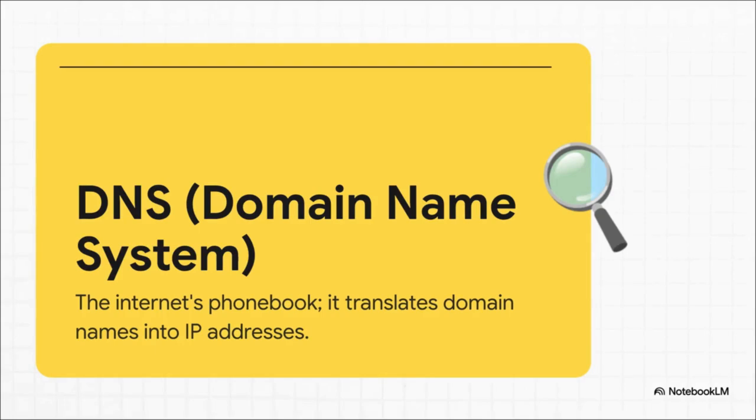Can you imagine having to memorize a long string of numbers for every single website you visit? Yeah, no thanks. Luckily, we have DNS, the Internet's phone book. It's the unsung hero that translates easy, human-friendly names like Google.com into the IP addresses that computers actually understand. Simple, brilliant, and we literally couldn't live without it.